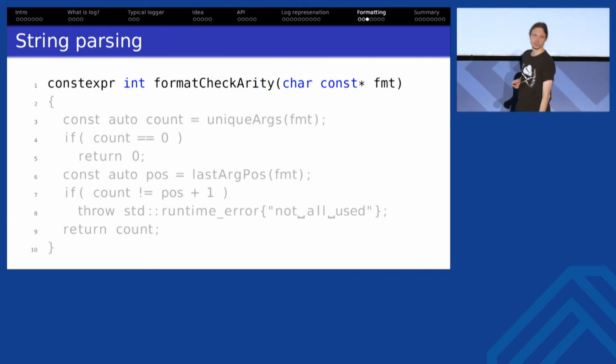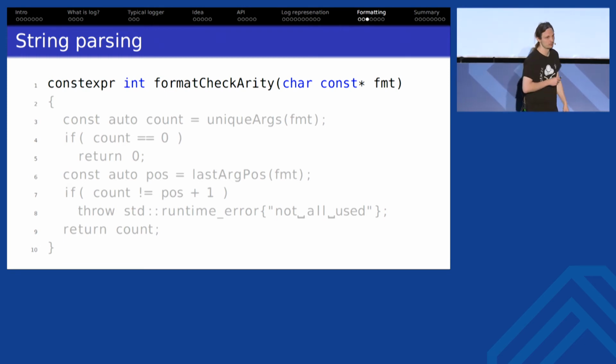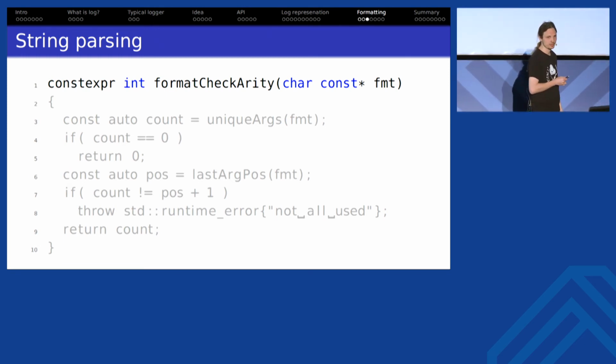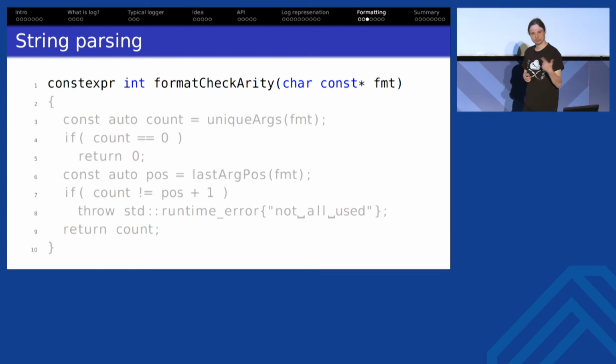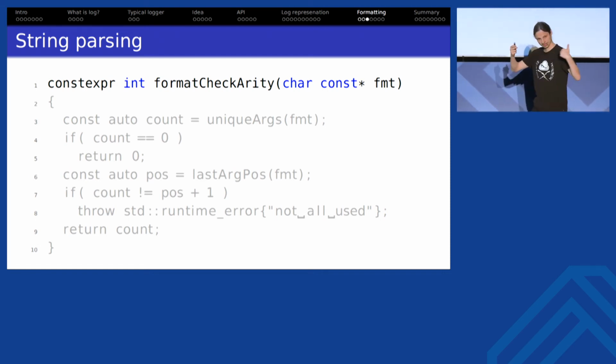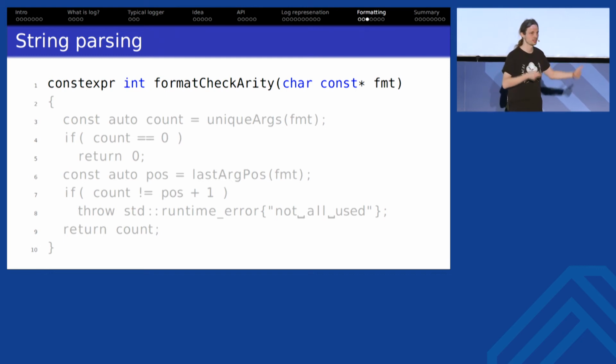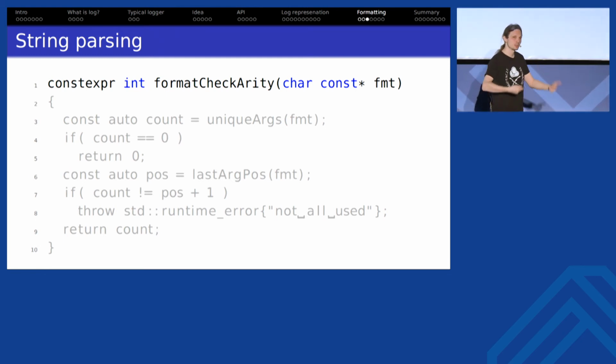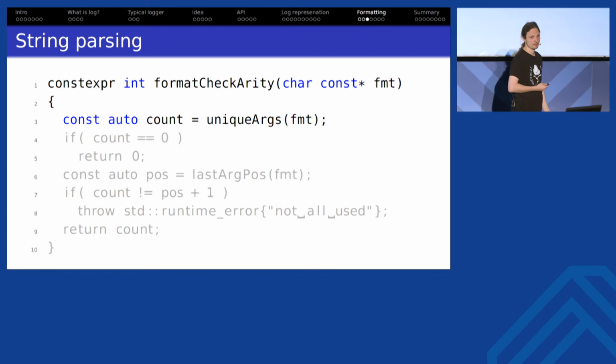Now, how do we do this string parsing? This is when constexpr functions come into play, in the form as they were presented in C++14. So we'll have a function format check arity, which will take a format in the form of a const string known at compile time, and will return an integer that will indicate the number of expected parameters.